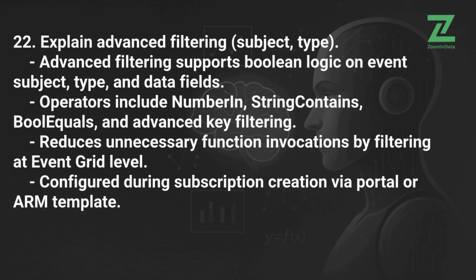22. Explain advanced filtering, subject, type. Advanced filtering supports Boolean logic on event subject, type, and data fields. Operators include number in, string contains, bool equals, and advanced key filtering. Reduces unnecessary function invocations by filtering at Event Grid level. Configured during subscription creation via portal or ARM template.